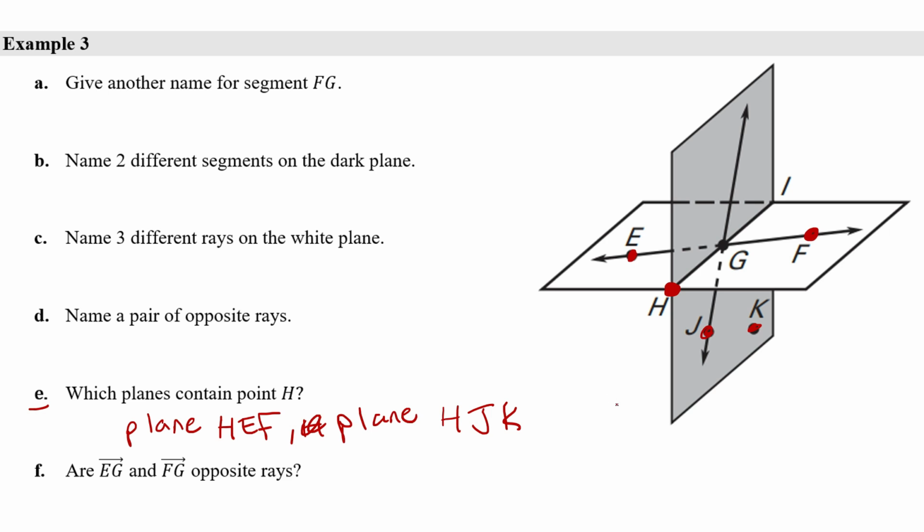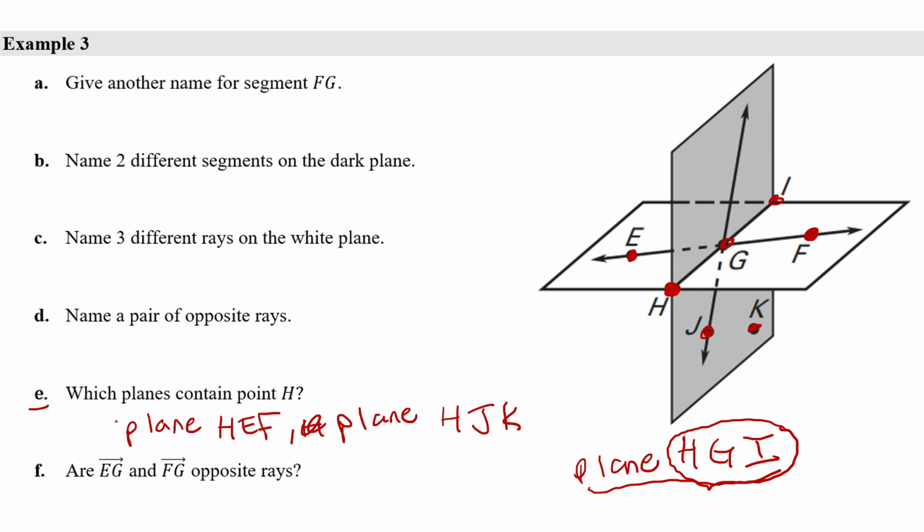Okay. Now some of you might be thinking, can I call either one of those planes plane HGI? Okay. HGI. No, you cannot. Why? Because those are all on the same line. And if I say plane HGI, am I talking about the white plane or am I talking about the dark plane? Well, you wouldn't know. That's why when you name a plane, you cannot pick 3 points that are collinear. They have to be not on the same line, or non-collinear.